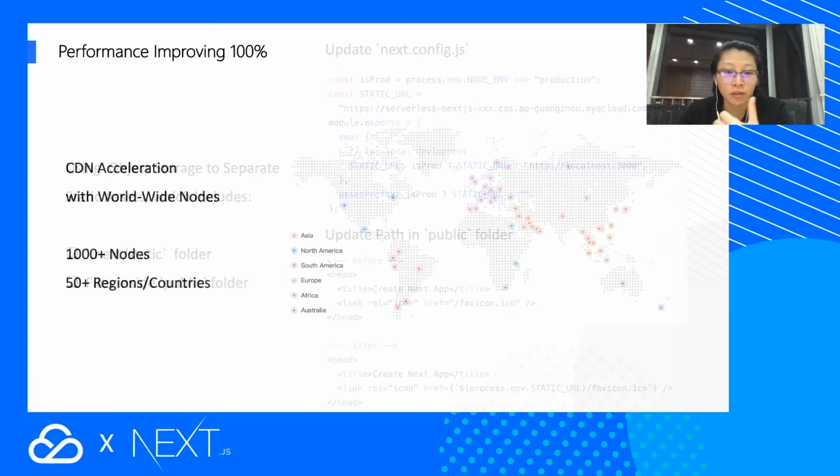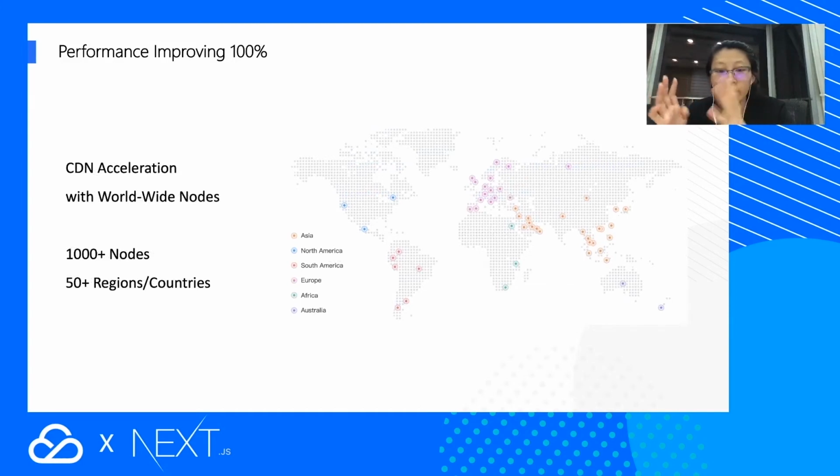Besides, because the users are all over the country and even in different countries, it's necessary to give them streamlined access to the site. So we configure a custom CDN domain to do the acceleration. The CDN we use has more than 1,000 nodes distributed in more than 50 countries and regions.